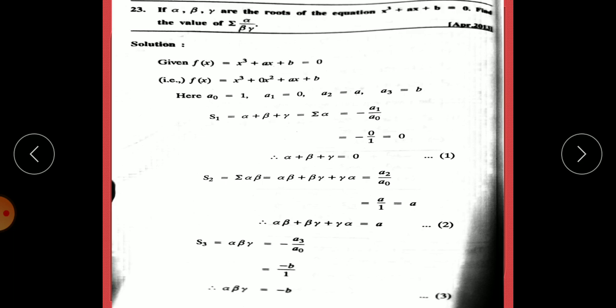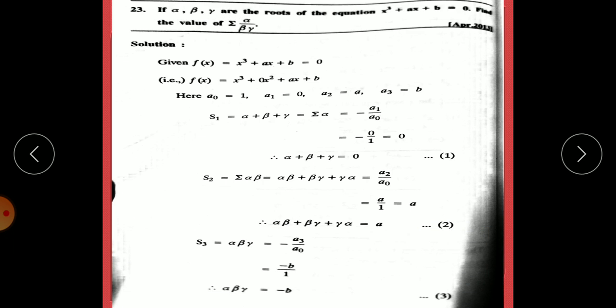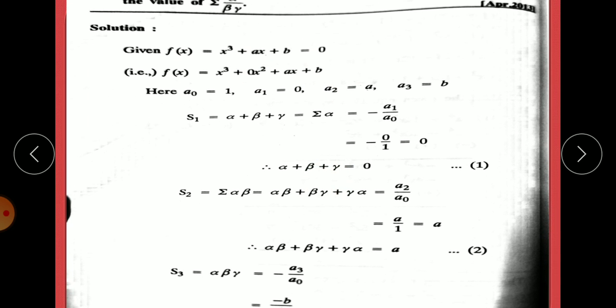Important 5-mark question. Change this 23 as number 1, first problem. If alpha, beta, gamma are the roots of the equation they have given, find the value of sigma alpha by beta gamma. Okay, so the given equation taken as f of x is x cube plus ax plus b equal to 0. Now we can take f of x as x cube plus 0 x square, because the x square term is missing in the polynomial equation, plus ax plus b. Now a0 equal to 1, a1 equal to 0, a2 equal to a, and a3 equal to b.